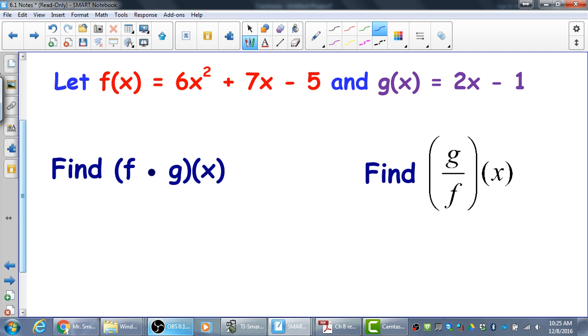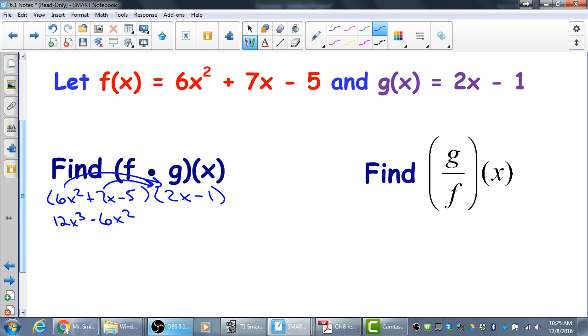And how about multiplication? With multiplication, it doesn't matter. Well, I guess we can do it like this. We'll go 6x squared plus 7x minus 5 times 2x minus 1. Now we're multiplying. So what you can do is distribute the 6x squared through. That's 12x to the third minus 6x squared. Now we can distribute the 7x, which will be plus 14x squared, and then minus 7x. And then we can distribute the negative 5 through. That's negative 10x plus 5.